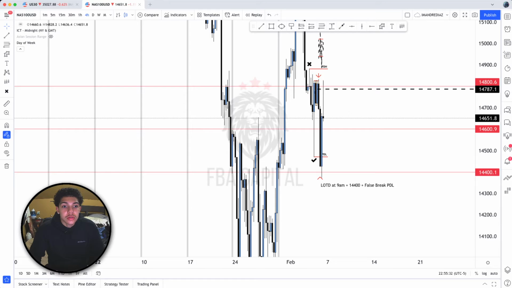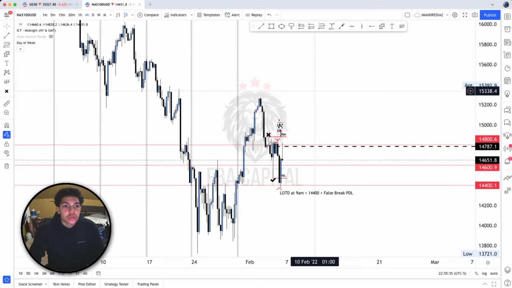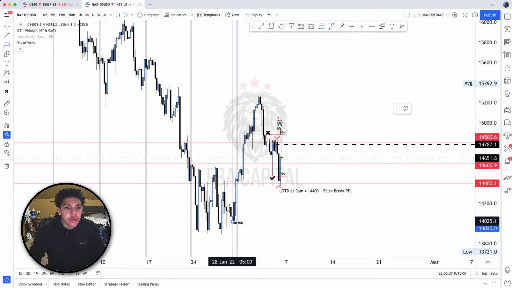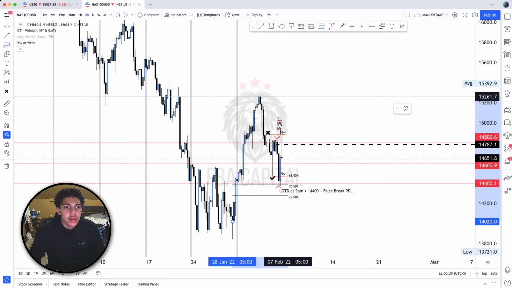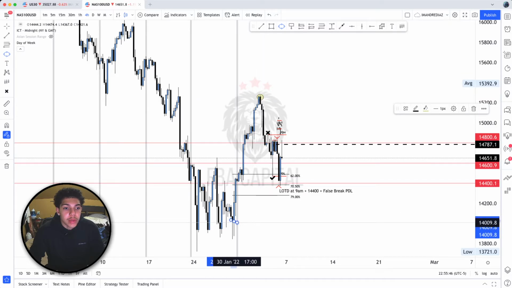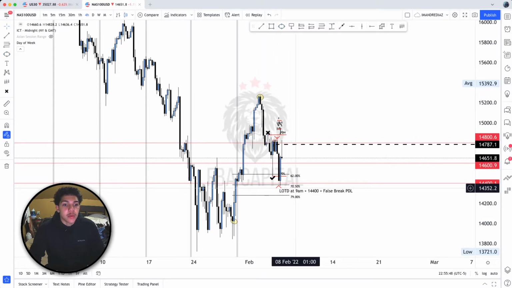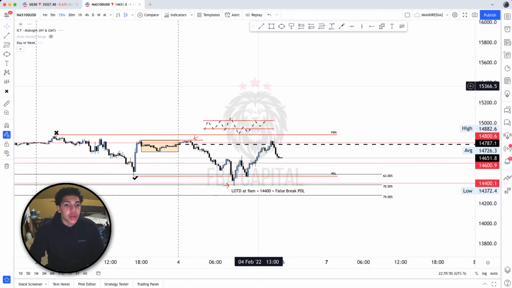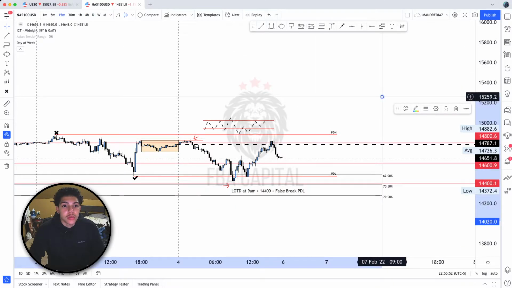So if you do this, let's see. Now let's pull our fib from this low to here. And look at that. We actually have a fib long situation right here. So from last week's low all the way to this week's high, we got this retracement. Let's go back to the lower time frame so I can zoom in a little bit more.